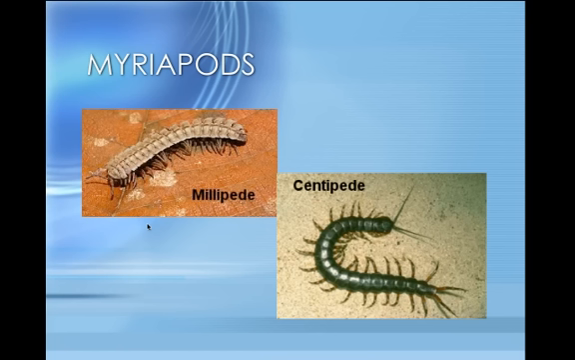Centipedes, in the class Chilopoda, are terrestrial carnivores. They only have 1 pair of legs per segment. They have poison claws on the first segment to paralyze the prey and act as a defense.